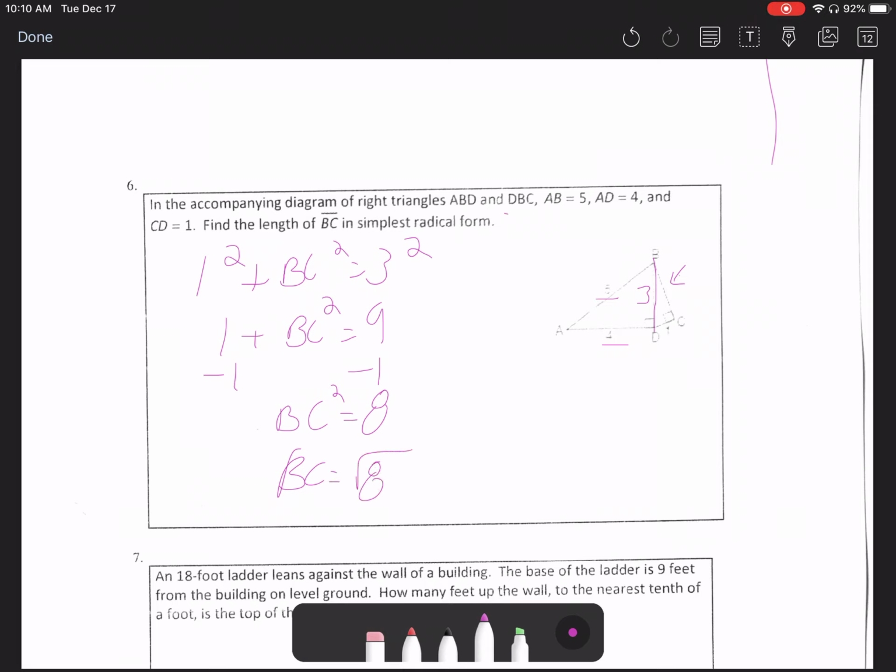Now we have to make sure that we simplify. So 8, you can do your prime factorization. If you do the tree, that's fine. 8 divided by 2 is 4. 4 divided by 2 is 2. 2 divided by 2 is 1. And so I'm going to have a 2 on the outside because that's something I can take the square root of. What's left that didn't have a pair was a 2 on the inside.